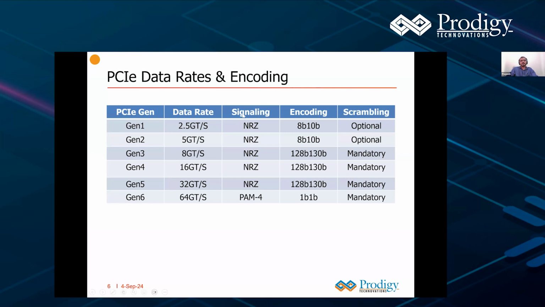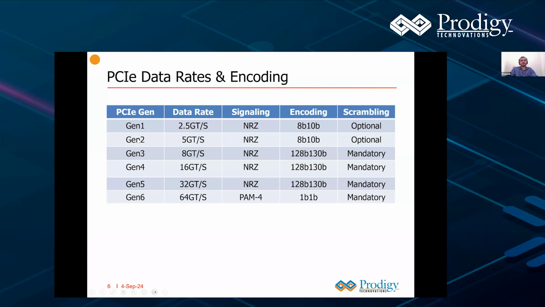In terms of signaling, up to Gen5 it supports NRZ signaling, and Gen6 supports PAM4 signaling. So Gen1 and Gen2 use 8b/10b encoding. Gen3, 4, and 5 use 128b/130b encoding, and Gen6 uses 1b/1b.